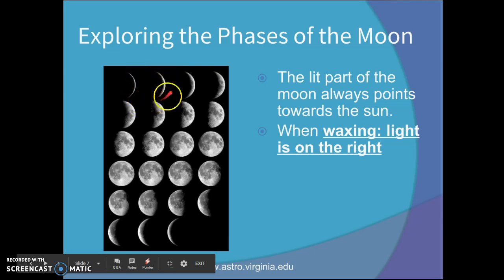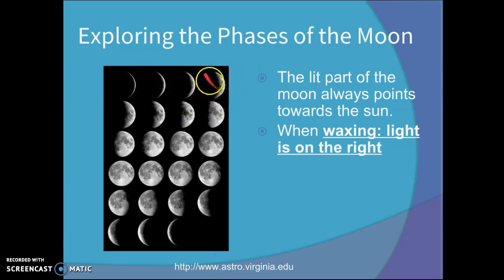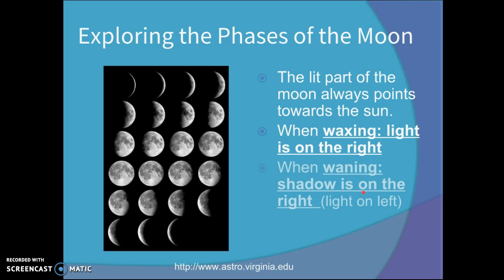Right? This would be a waxing phase. So we see the light on the right, dark on the left. When it's waning, right here, we see a shadow on the right. We see a light on the left.